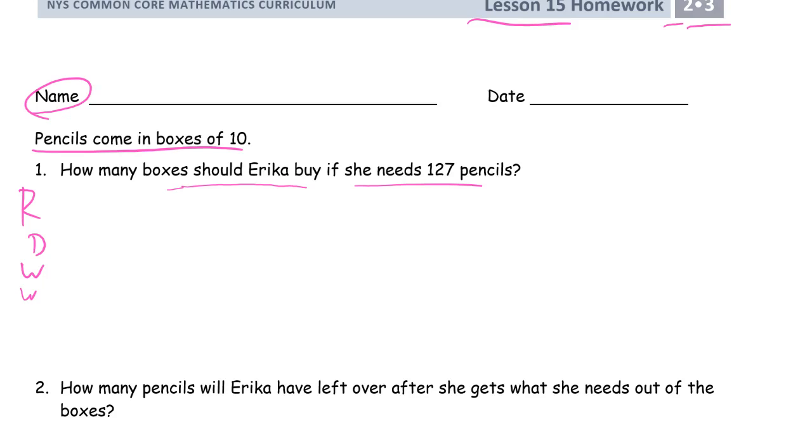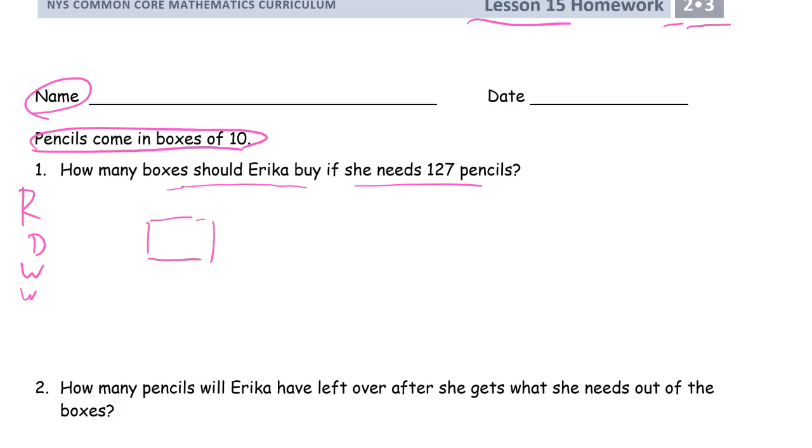So first we're going to read how many pencils come in boxes of 10 and how many boxes she needs for 127 pencils. Maybe you can just look at the digits and tell. But if you draw the picture, you might find you have a different answer than you thought you were going to get. So since you have to draw it anyway, we're going to do it. We've read it. Now we're going to draw it. If you draw the boxes, you just draw a math picture. Just draw what it says there is.